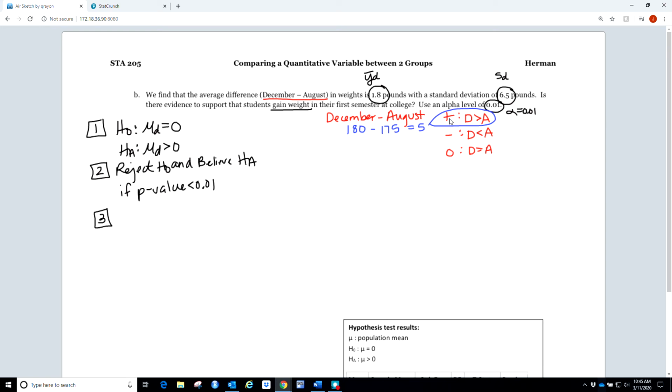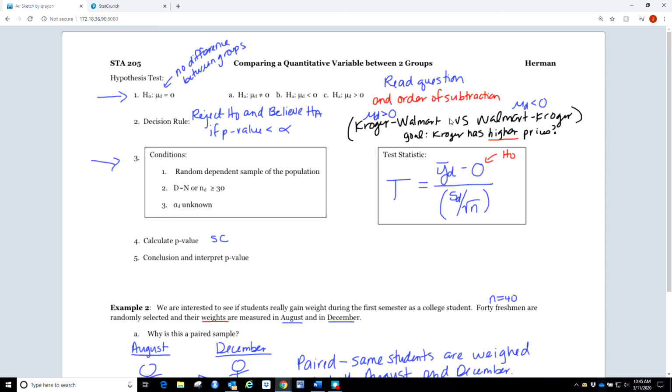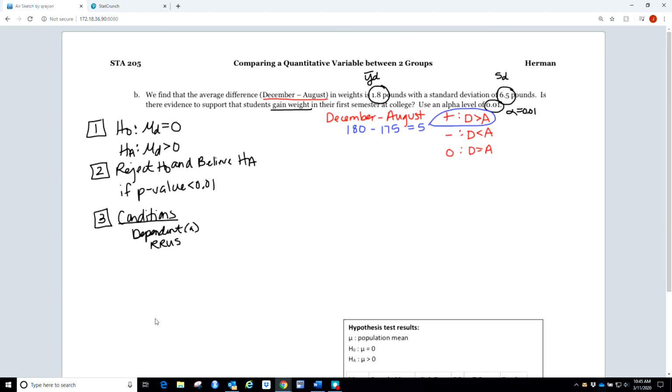For step 3, I need to first check my conditions. And again, keep in mind that those are on your formula sheet. So we already discussed in part A why they're dependent samples. Now, was it a random sample? Well, going back here, it just said 40 freshmen were randomly selected. It did not give us a ton of information about how they were chosen, but at least from what I know, there was no bias with how they chose those students.